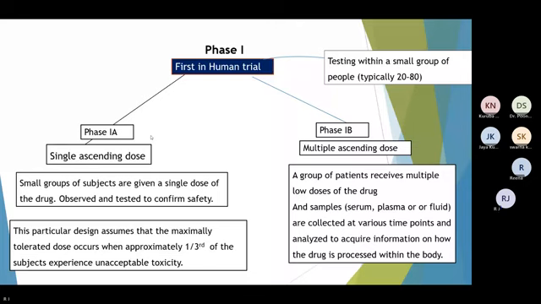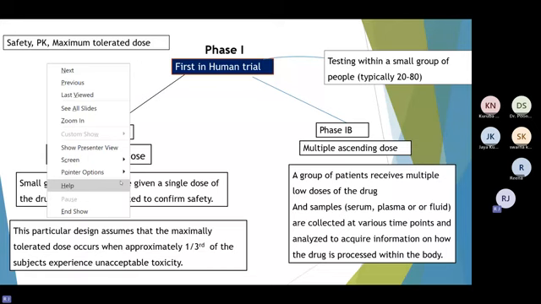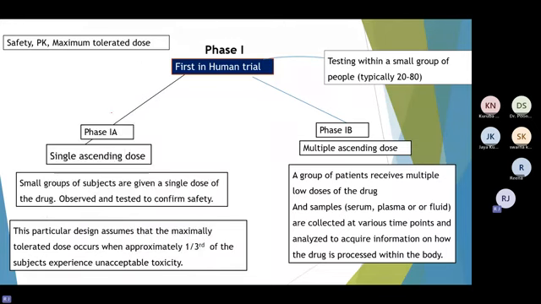Okay, and what do we determine in phase 1? We test safety, PK, and what else? Maximum tolerated dose. Now, what is safety? Everybody knows what safety is because it's a general term, right? Safety means whether it is harmful to the human body or not. Then PK means absorption, distribution, metabolism, and excretion. Then third is MTD, maximum tolerated dose. Maximum tolerated dose is nothing but it tells how much dose a person can tolerate. Okay.